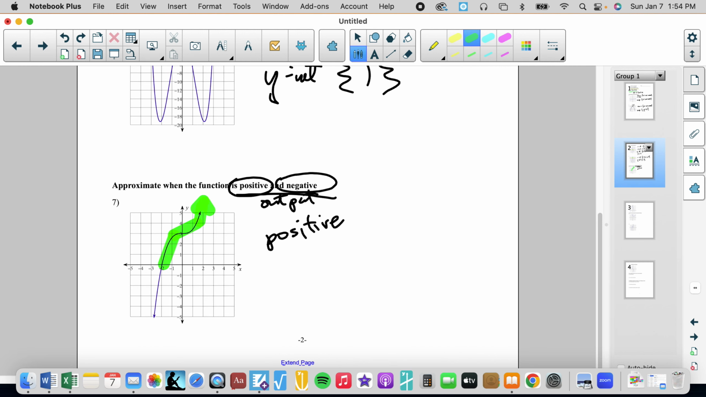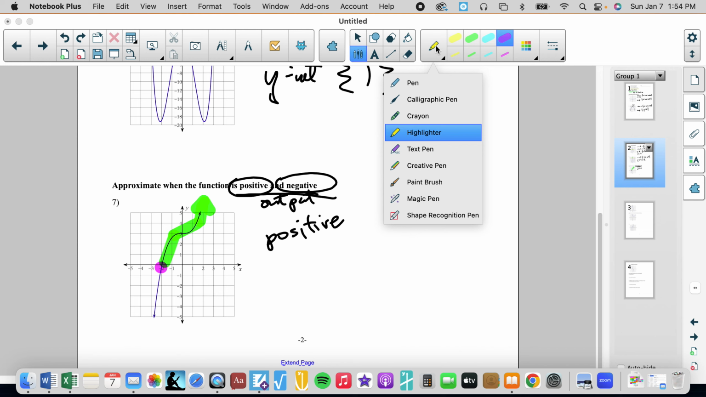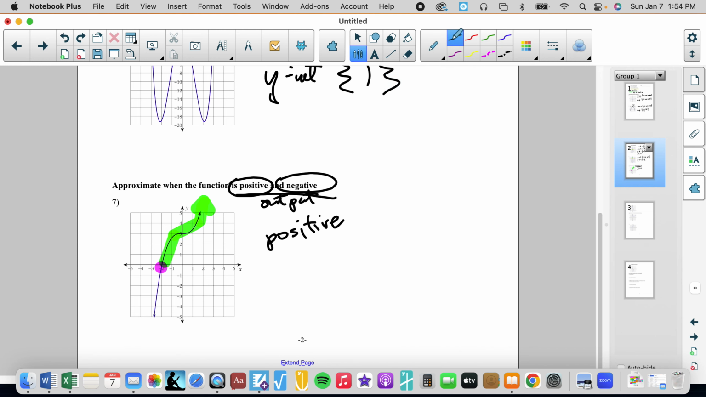Here are my positive y's. Now, at this point here, it is neither positive nor negative. Your y value is 0, so your y value is not positive. When is my y value positive?